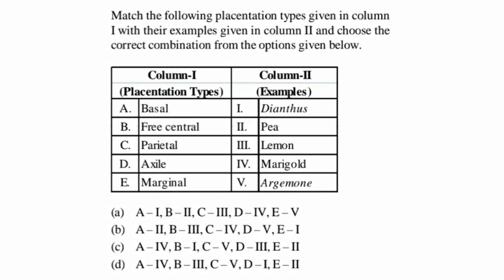We'll see the next question. Match the following placentation types given in column 1 with their examples given in column 2 and choose the correct combination from the options given below. In column 1, placentation types are given, there are 5. Column 2, their examples also given. So basal, which is nothing but marigold, whereas the free central, which is Dianthus, and next one, that is parietal, we can go to Argemone, and axile, that is lemon, and marginal, which is Pisum sativum, that is pea. So we can go with the option C as the correct answer for this question. So option C is correct.